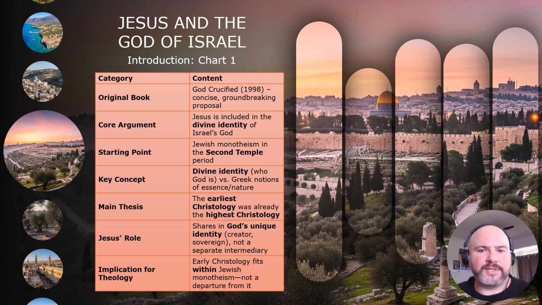This chart summarizes the foundational elements of Bauckham's introduction. At the heart of his argument is the claim that the earliest Christian view of Jesus placed him fully within the divine identity of the one God of Israel. Instead of relying on Greek metaphysics, Bauckham turns to Jewish monotheistic thought, showing how roles like creation and universal rule belong to God and are also attributed to Jesus. This means early Christology wasn't a break from Judaism, but a profound development within it.